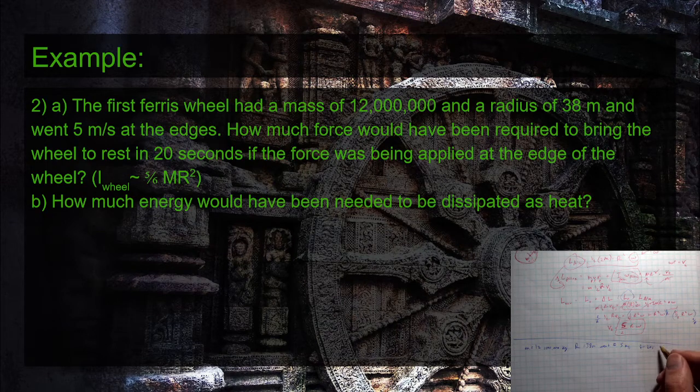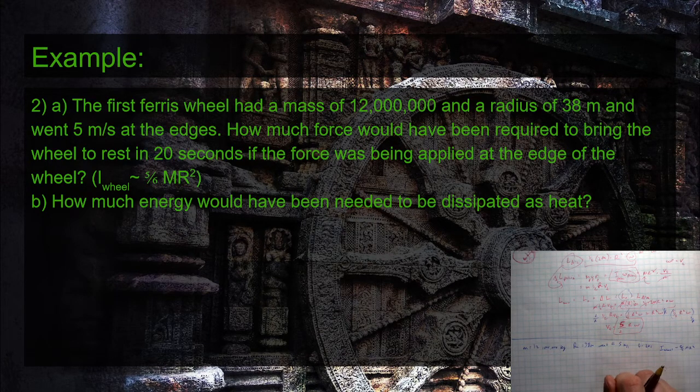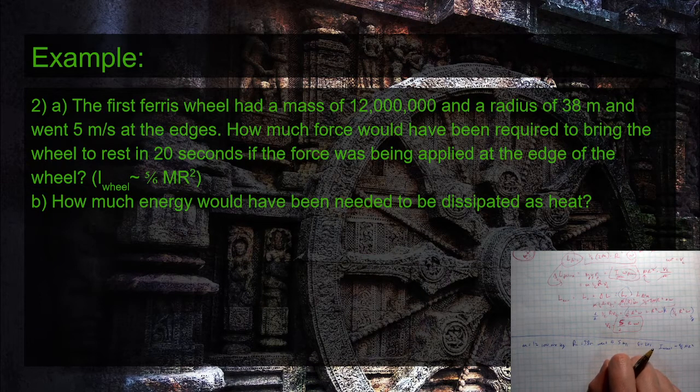If the force is being applied at the edge of the wheel, and I for the wheel is about 5/6 mr squared, because most of the mass is concentrated at the edges, but not all of it. And B, how much energy would need to be dissipated as heat?